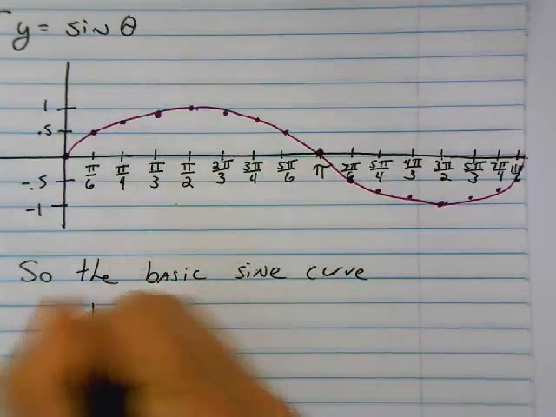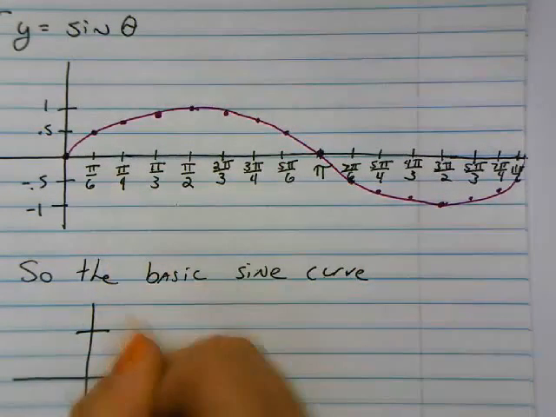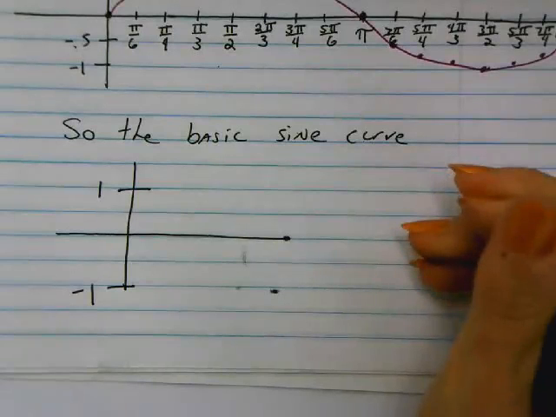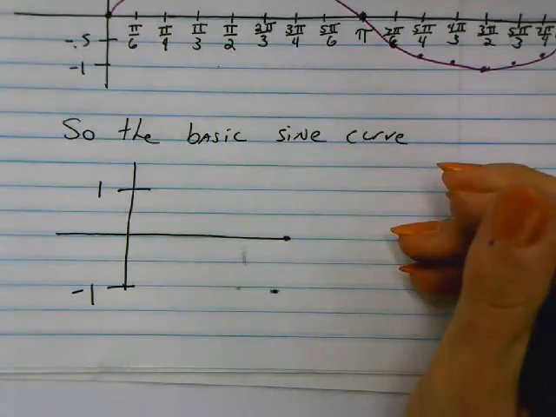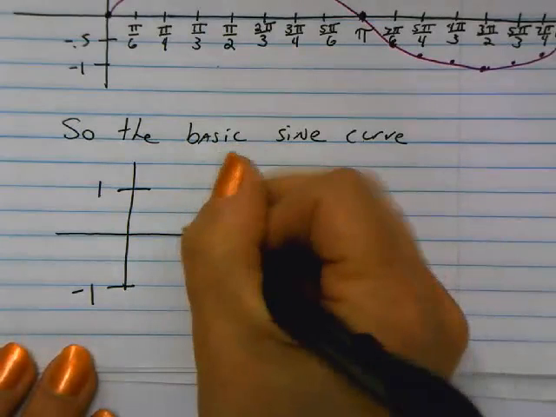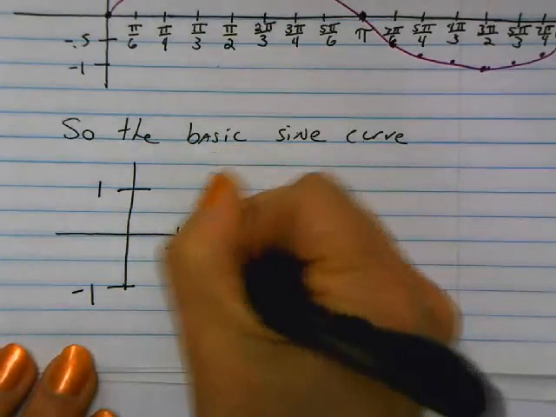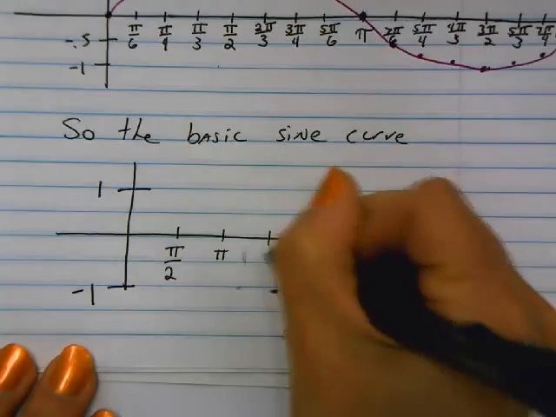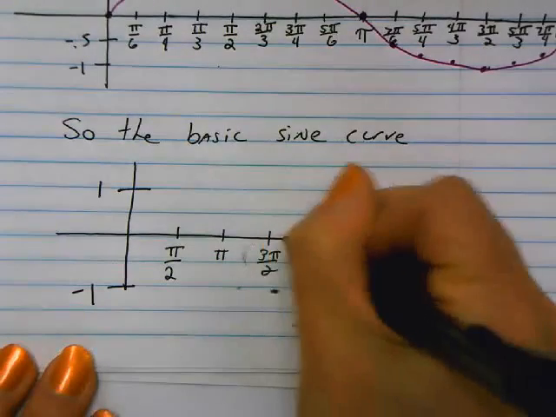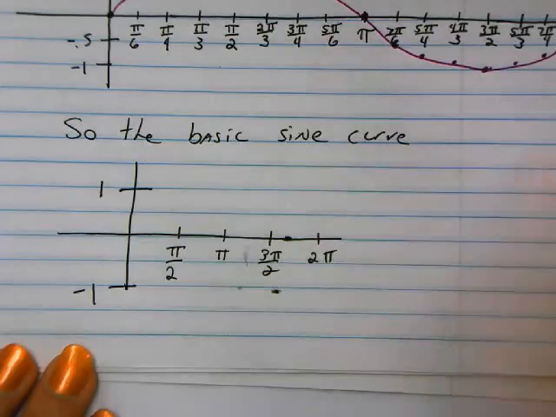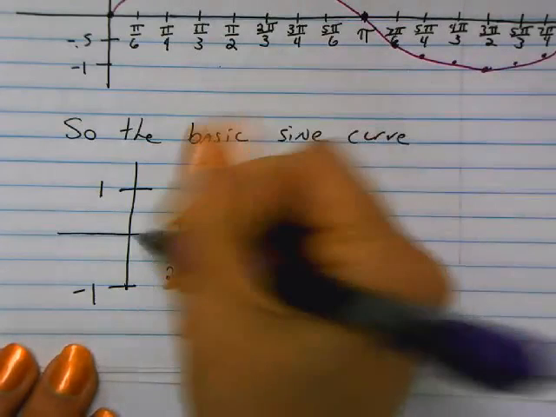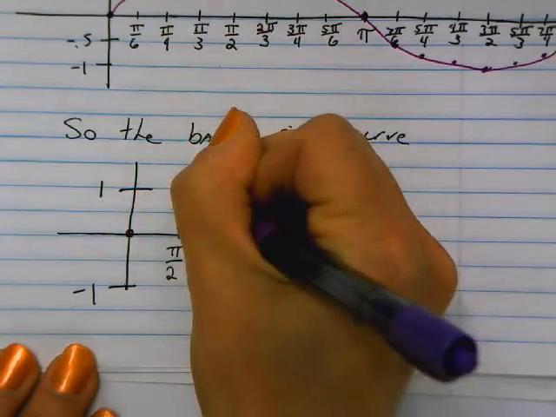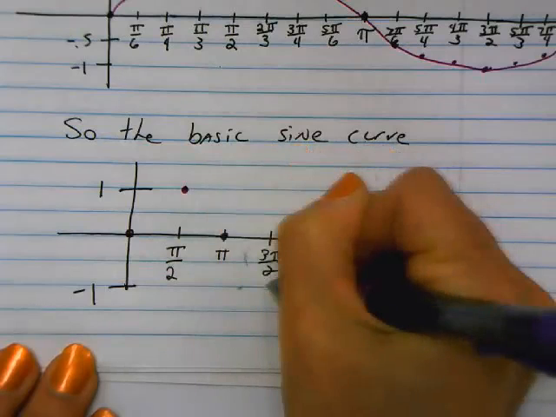It oscillates between positive 1 and negative 1. And we're going to talk about just what it's doing at these points. So the sine curve will begin at 0. It will go up to positive 1, back to 0, down to negative 1, back to 0.